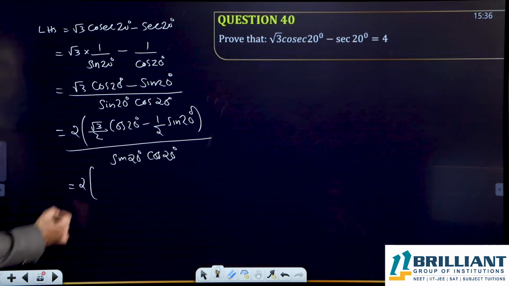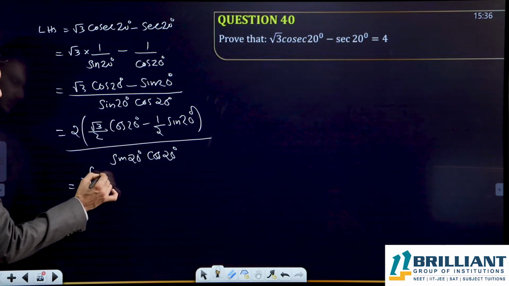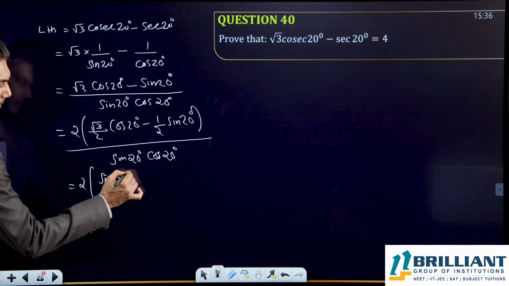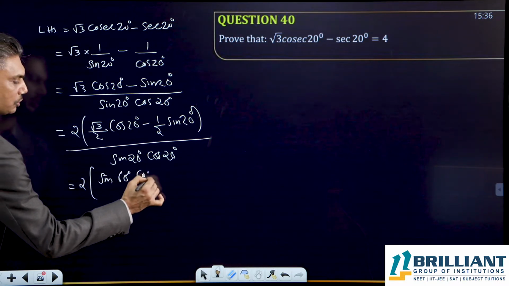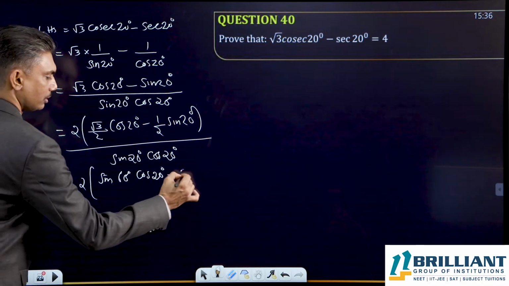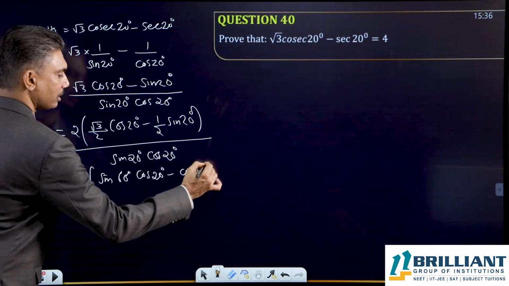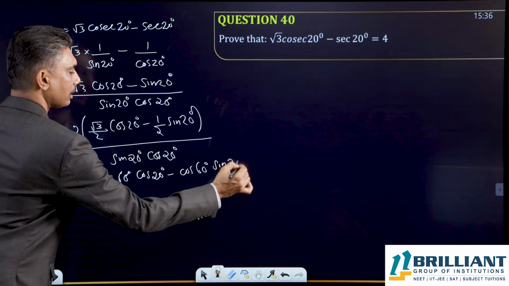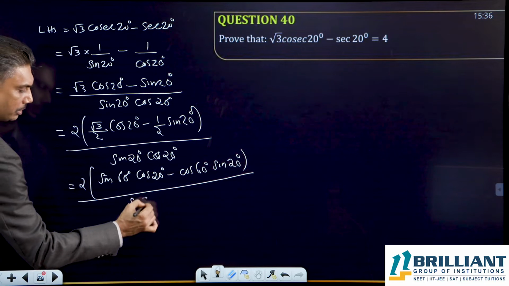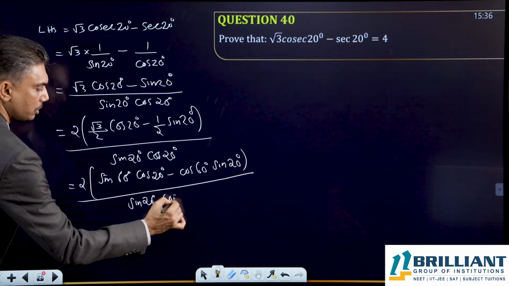Now, this is actually 2 into root 3 by 2 you can rewrite as what? Sin 60 into cos 20 minus cos 60 into sin 20 by sin 20 into cos 20.